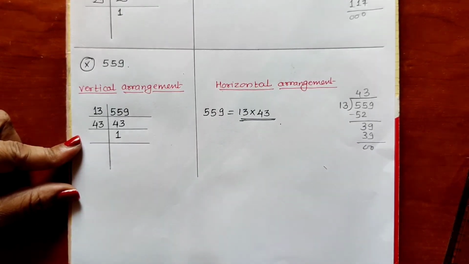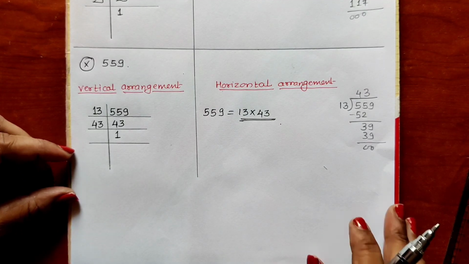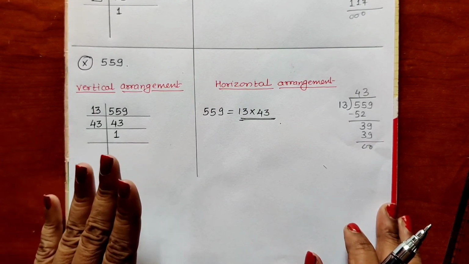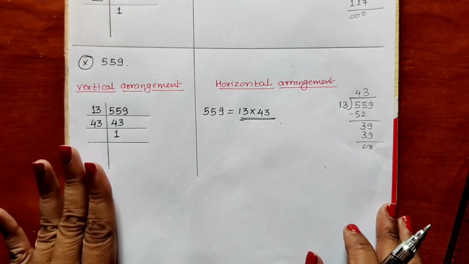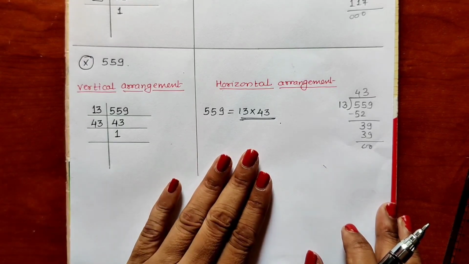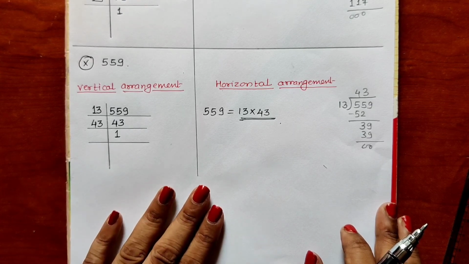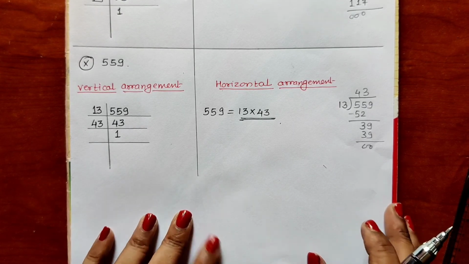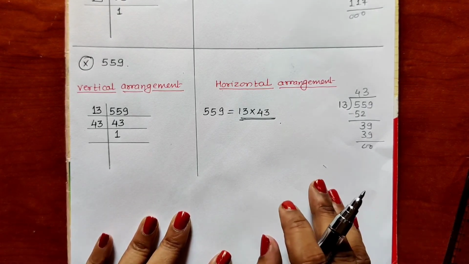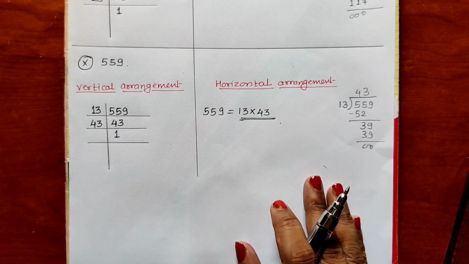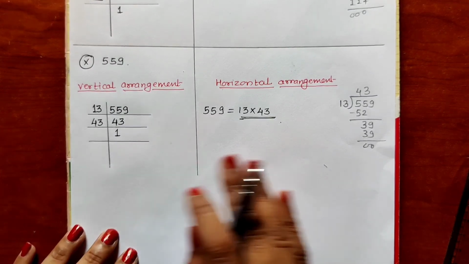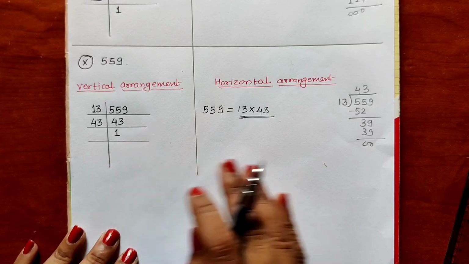Both are prime numbers. So in this way you can find the factors of a given number either in vertical arrangement or in horizontal arrangement. Whichever arrangement we find convenient to solve, you can solve by that method. But here for practice set 11 we have to solve all the sums by both the methods. We have to show both the methods.